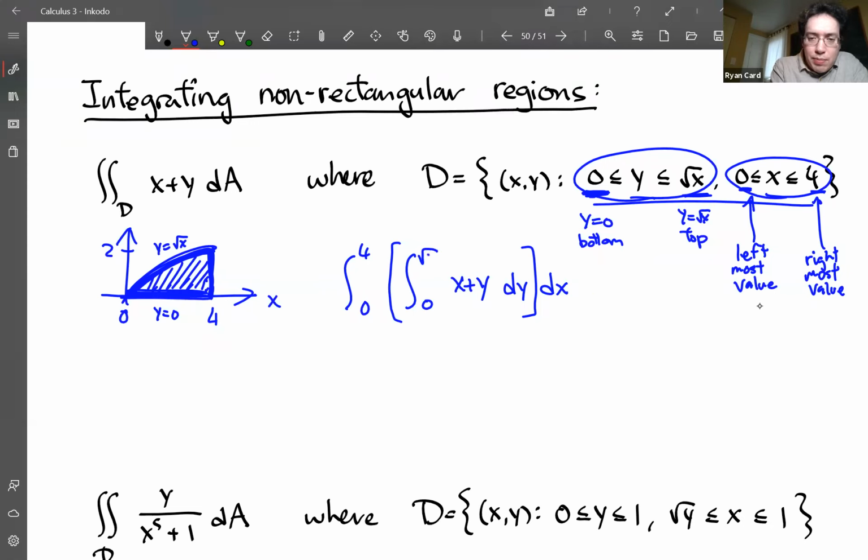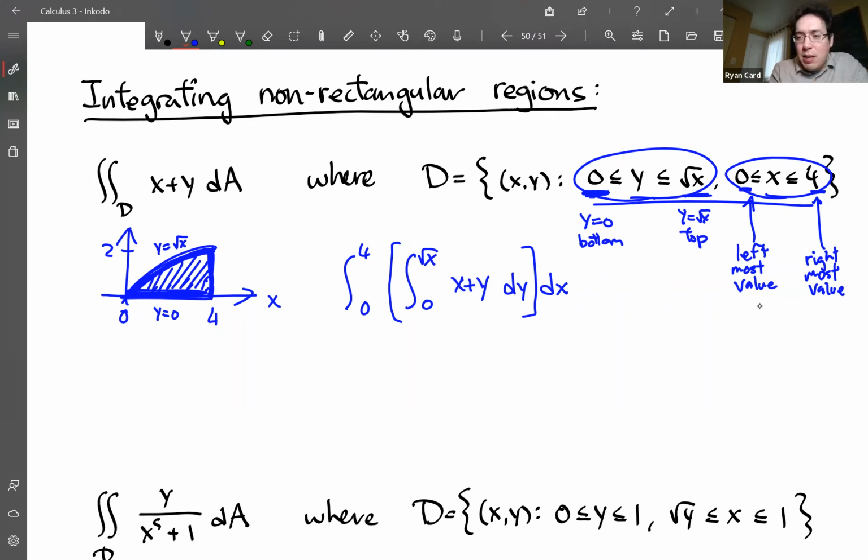You might think this looks strange right here. You are allowed to use the outer variable as an integration limit, so you are allowed to write square root of x here. But the outer limits cannot depend on the inner variable, if that makes sense. The inner integral could depend on the outer, and that's the only direction you can do that. All right.